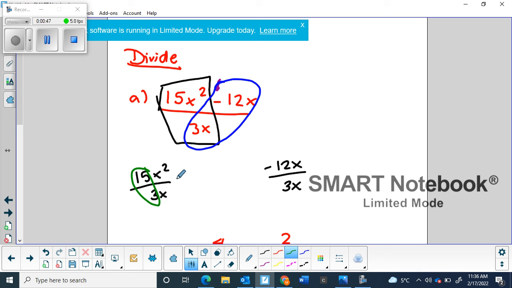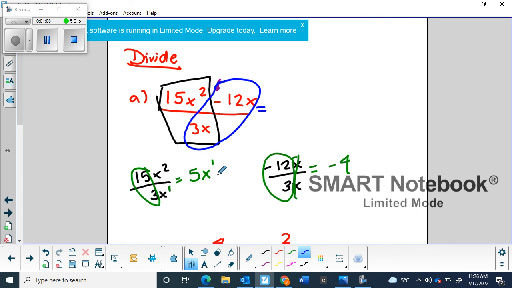15 divided by 3 is going to be 5. We have 2 x's on top and 1 on the bottom. When we cancel it out, we're left with 1x on top, or 2 minus 1 is 1. And then here we have negative 12 divided by 3 is negative 4. We have 1x on top, 1x on the bottom. They cancel. We're left with nothing else.